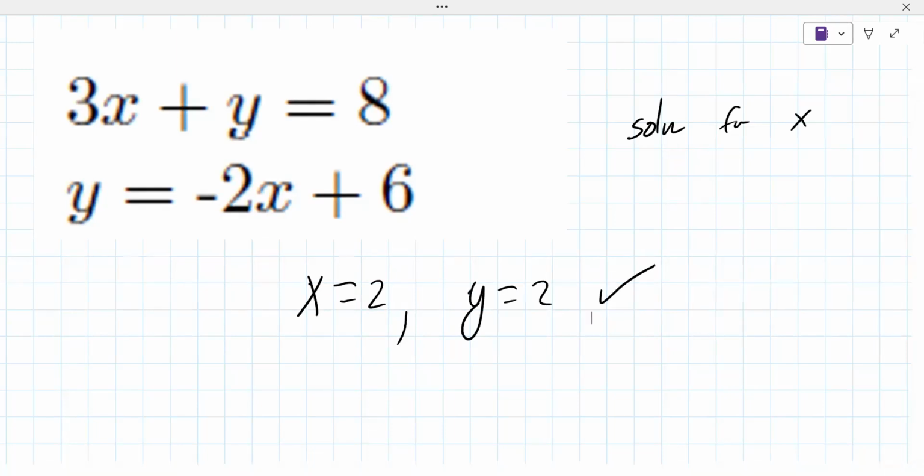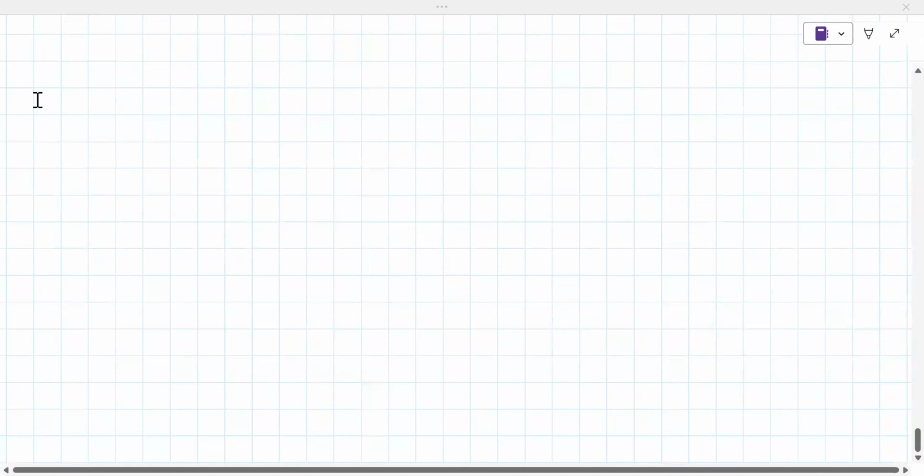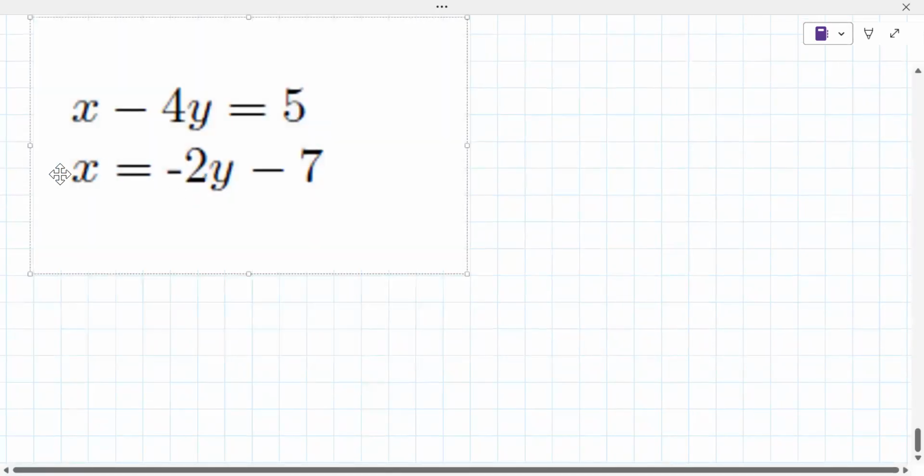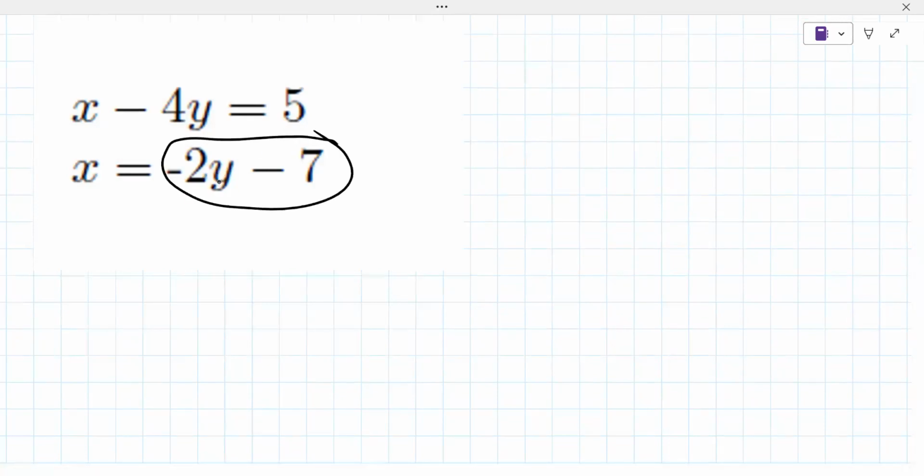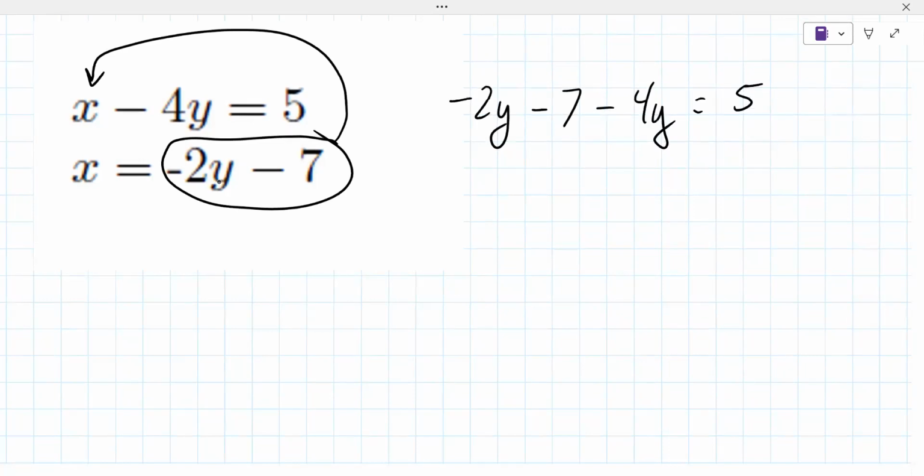Okay, so let me do a couple problems here just to kind of help. Just like the previous set, you can also have where it's flipped. It's not always the case that it's Y that's solved for. It could be X that's solved for. So in this problem, X is solved for in the second equation, and that goes in that position. It ends up being minus 2Y minus 7 minus 4Y equals 5, like that. And then you're solving for Y now.